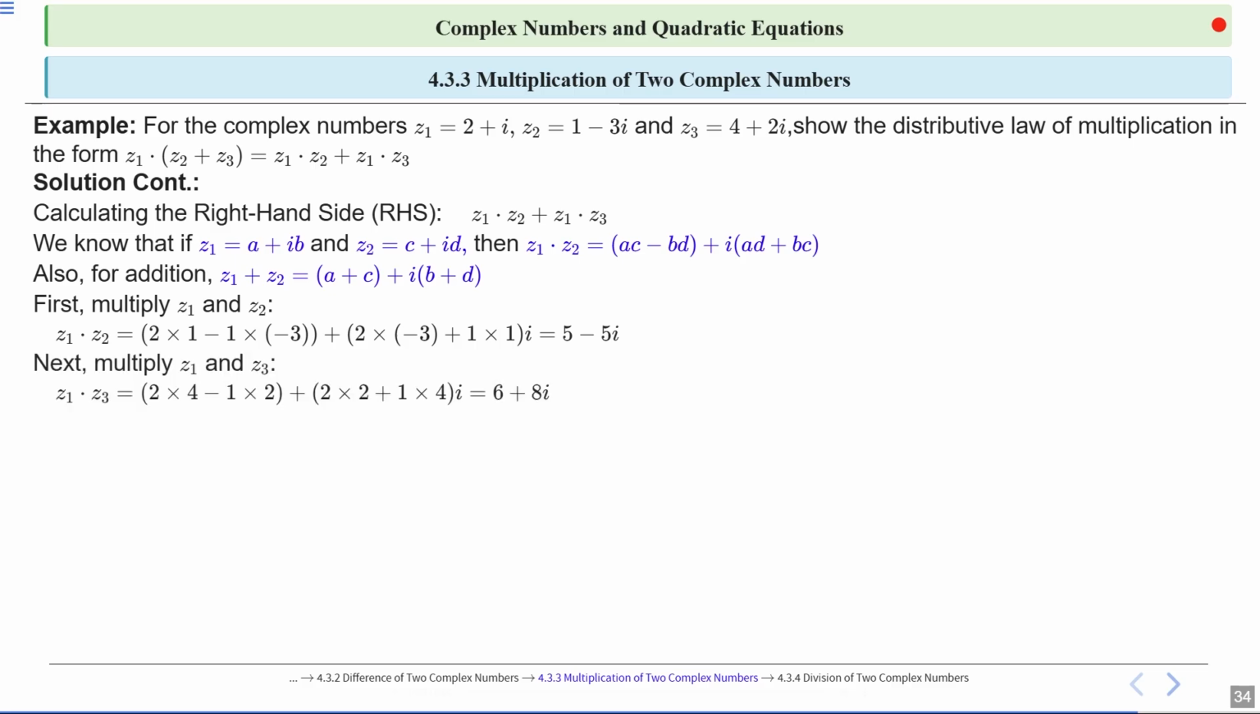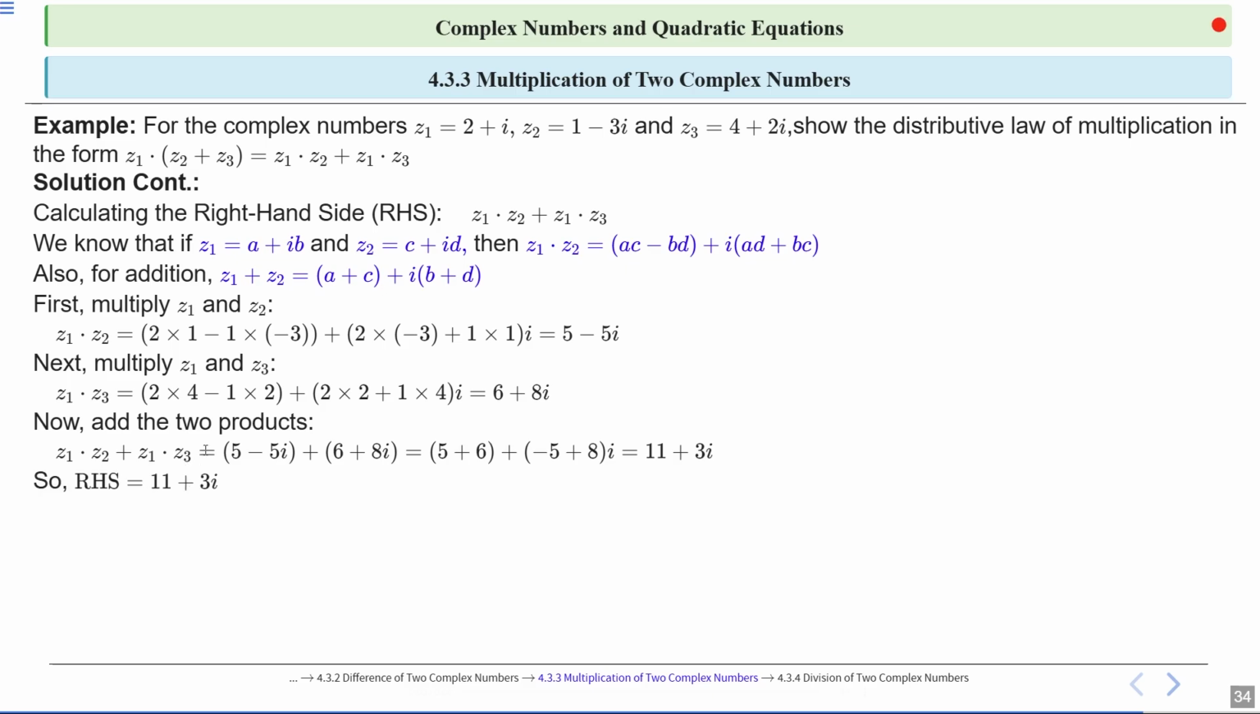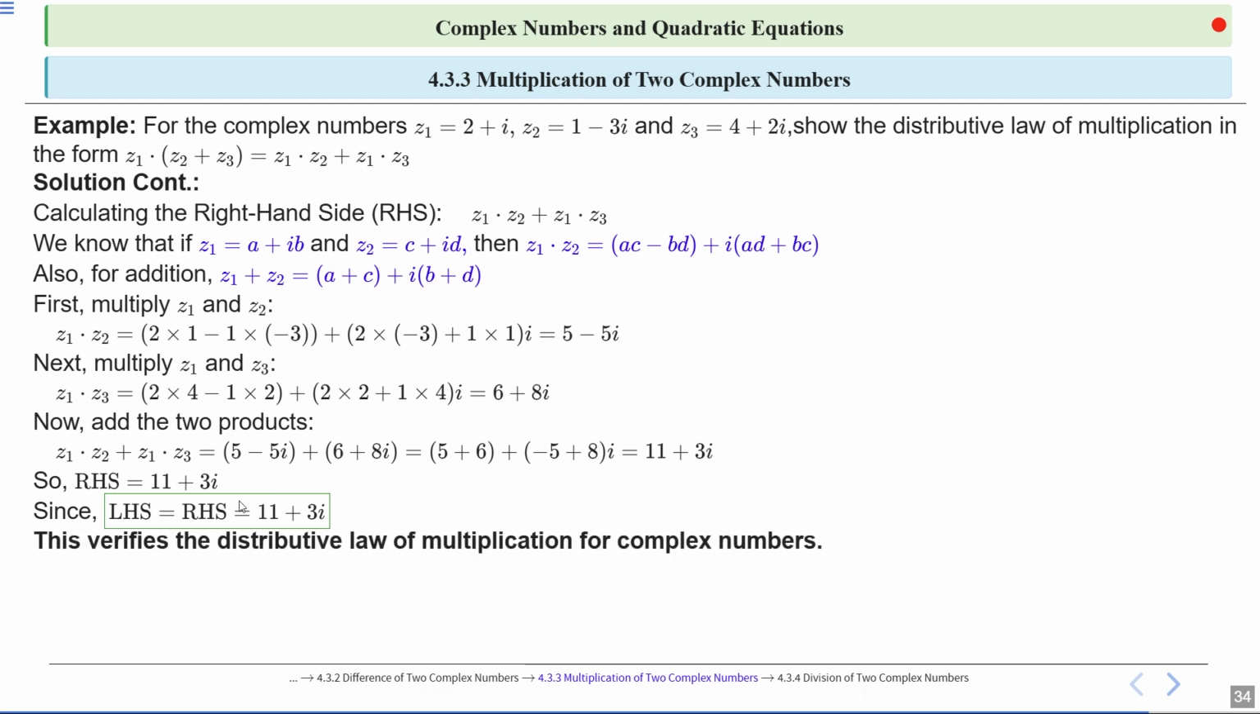Next multiply z1 and z3. z1 times z3 equals 6 plus iota times 8. Now add the two products, z1 times z2 plus z1 times z3 equals 5 minus 5 iota plus 6 plus 8 iota. This is equal to (5 plus 6) plus (minus 5 plus 8) times iota, equals 11 plus 3 iota. So RHS equals 11 plus 3 iota. Since LHS equals RHS equals 11 plus 3 iota, this verifies the distributive law of multiplication of complex numbers.